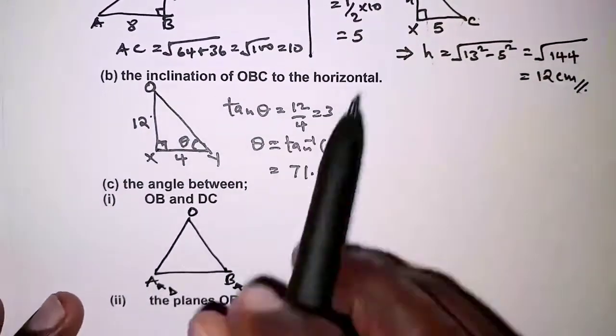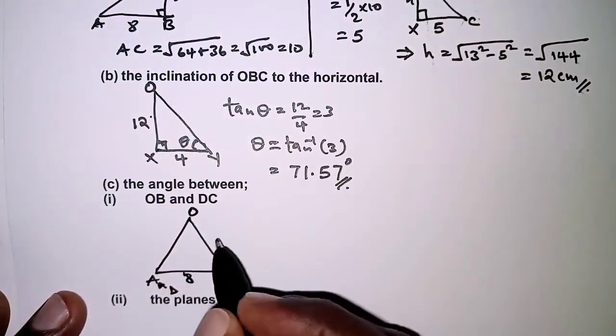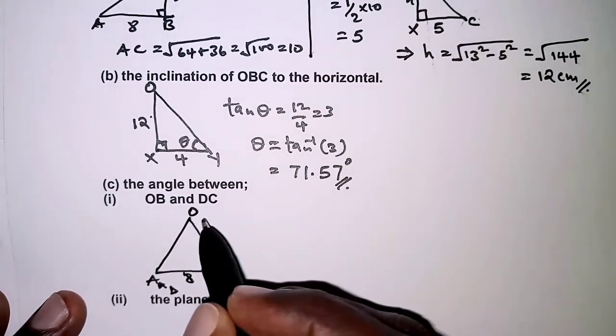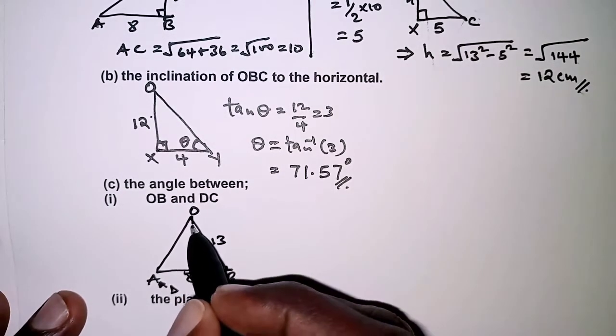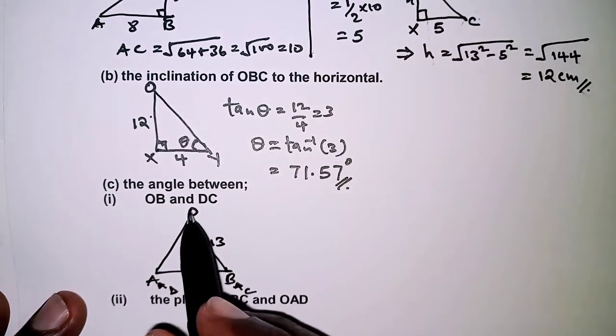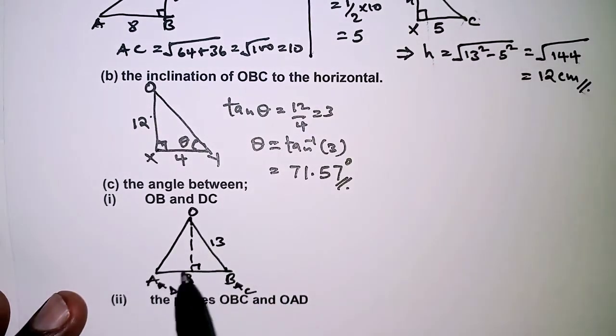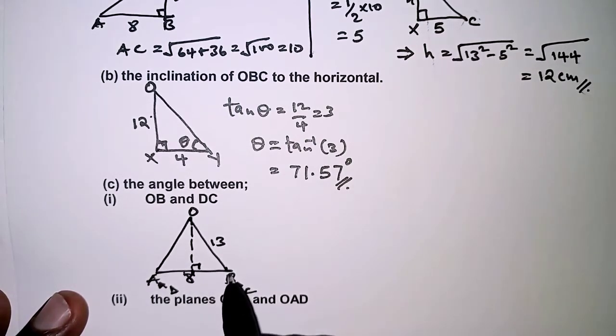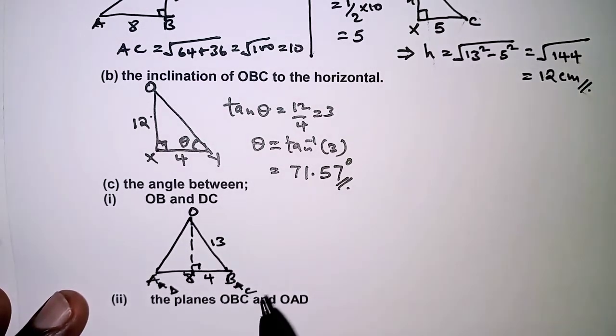So we can still do that. Here is 8 centimeters and here is 13. And then we have some height drawn there so that it bisects line AB or DC if you like. So from this point to B we have 4 centimeters.